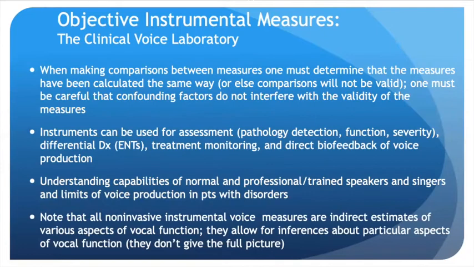When making comparisons between measures, you have to determine that the measures have been calculated in the same way, or else comparisons will not be valid. You can't just compare apples and oranges. So you have to be careful that confounding factors do not interfere with the validity of the measures. And one of those factors might be, well, was the calculation performed a different way?